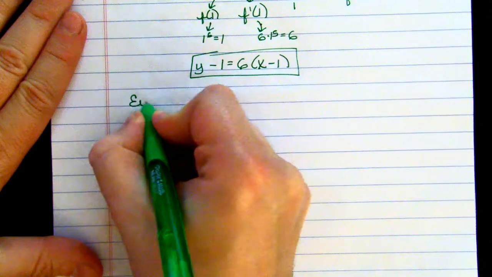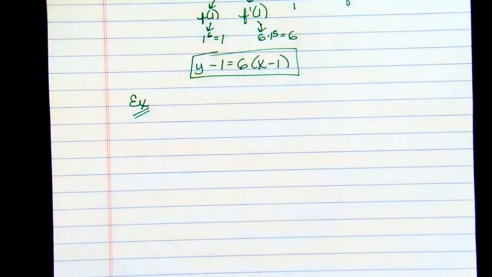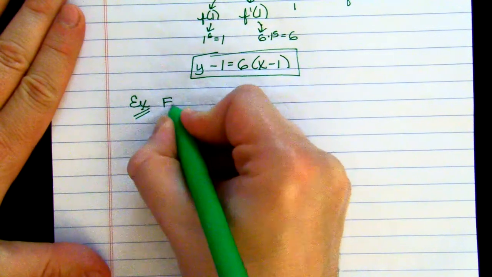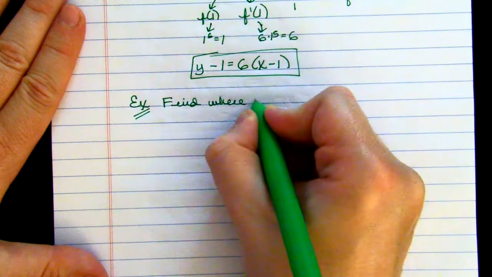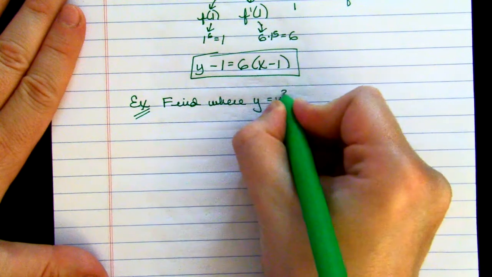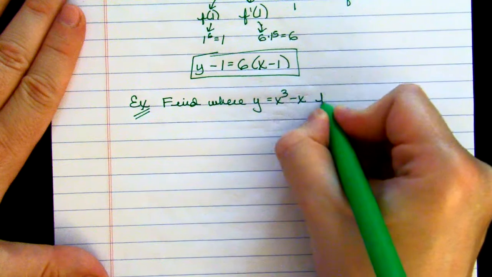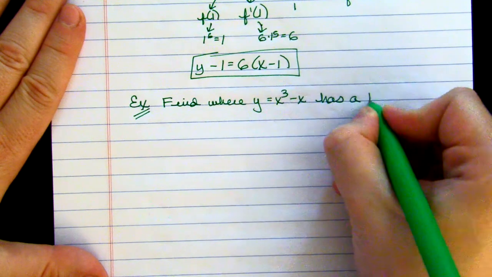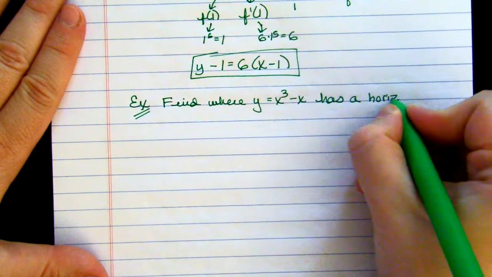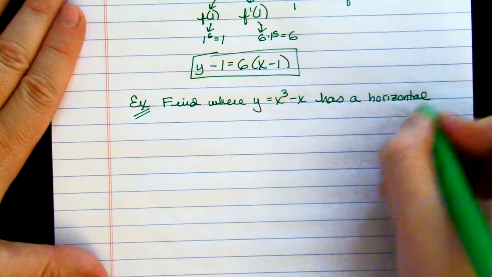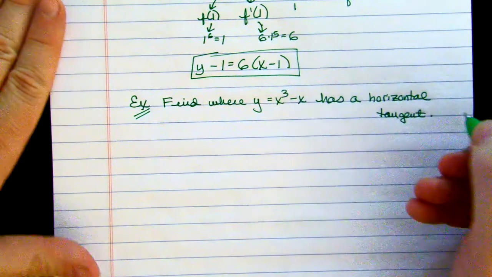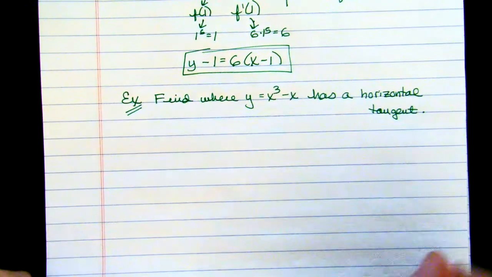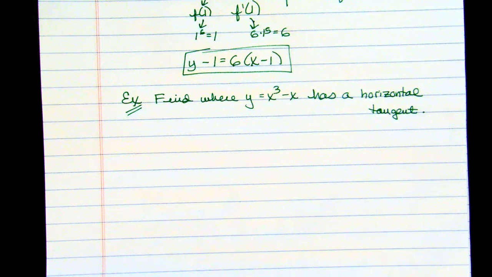Okay, two more things I want to show you, and then this video will be done. Sorry, this is a longer video, but I didn't really have a good place to stop here. Find where y equals x cubed minus x has a horizontal tangent.